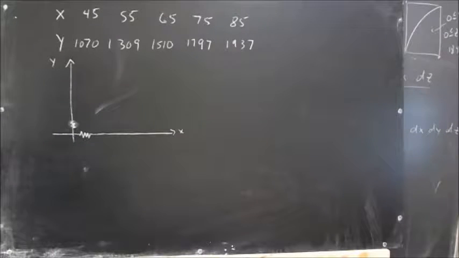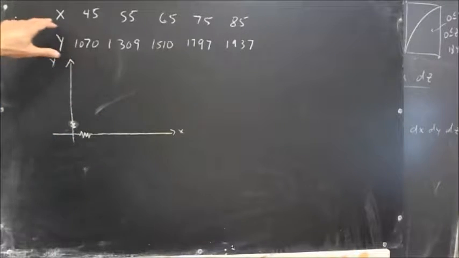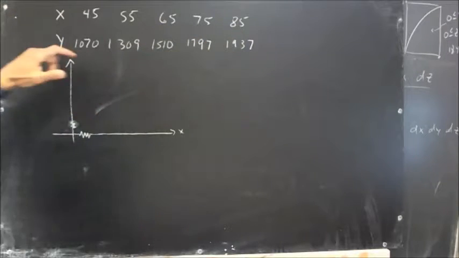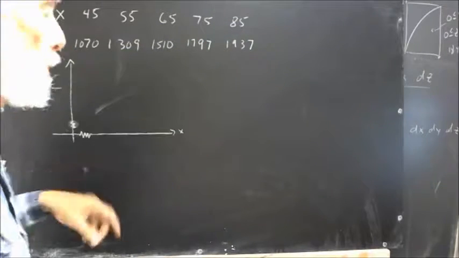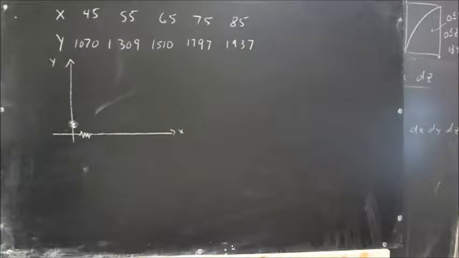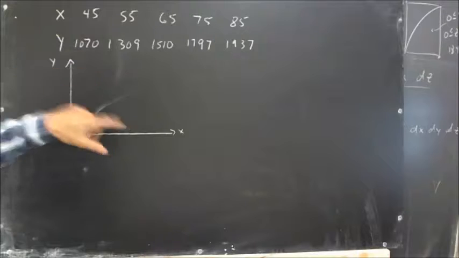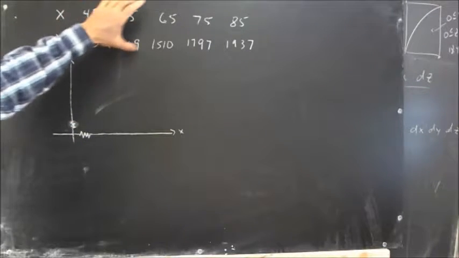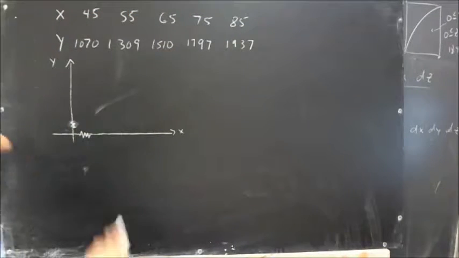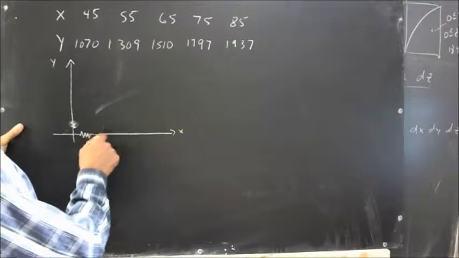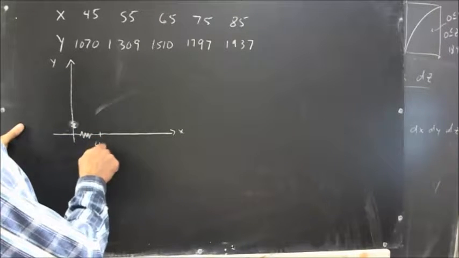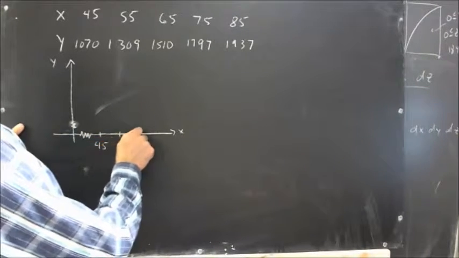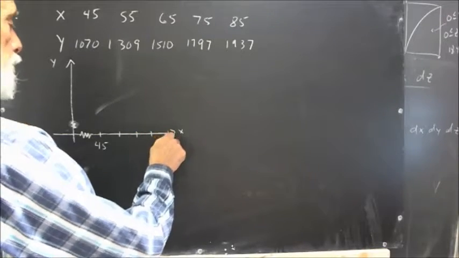In problem 4, we have x values, we have y values corresponding to those x values. We want to draw a scatter diagram. Scatter diagram is very simple. We just draw the x, y points corresponding to these values. So the x values go 45, 55, 65, 75, 85.